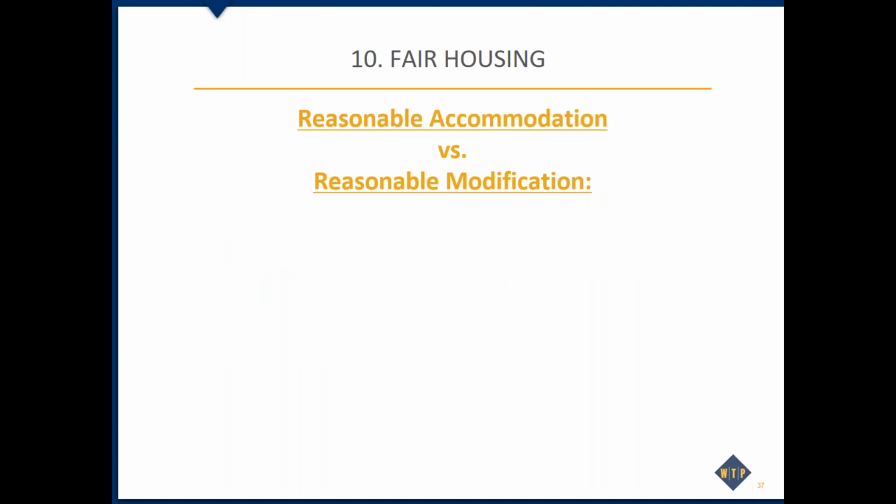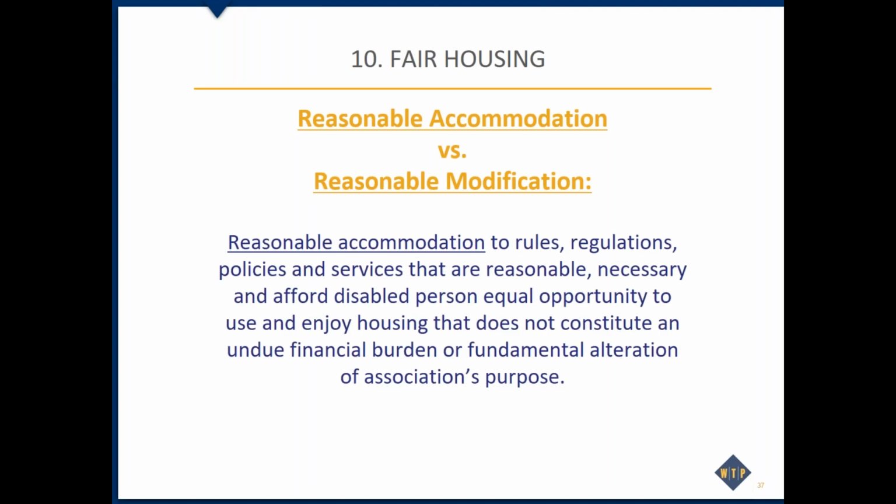Well, we talk in terms of the association being required to make either a reasonable accommodation or a reasonable modification. Let me define these two terms because it'll help you understand what happens in those situations. A reasonable accommodation is an exception to your rule, meaning I'm going to change my rule, change my regulation, change my policy or my service so that a disabled person will have an equal opportunity to use and enjoy housing and it does not constitute an undue burden.